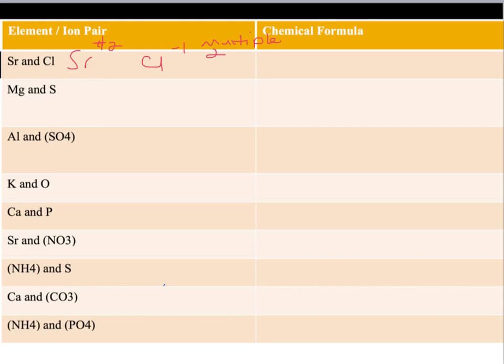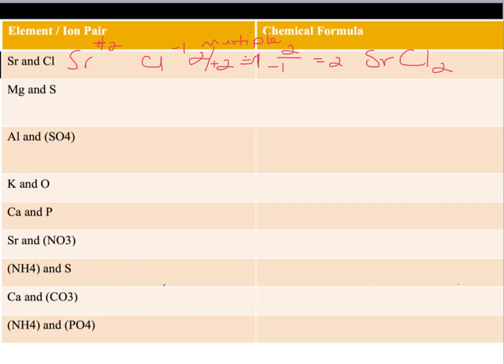So you take the common multiple, which goes in your numerator, so it's 2, and you divide it by the charge, which is +2. That gives me a 1. Then I do the same thing: take the common multiple, divide it by the ionic charge, and that gives me a 2. So I have Sr. I don't have to write the 1. I do have to write the 2. The next one, Mg and S.